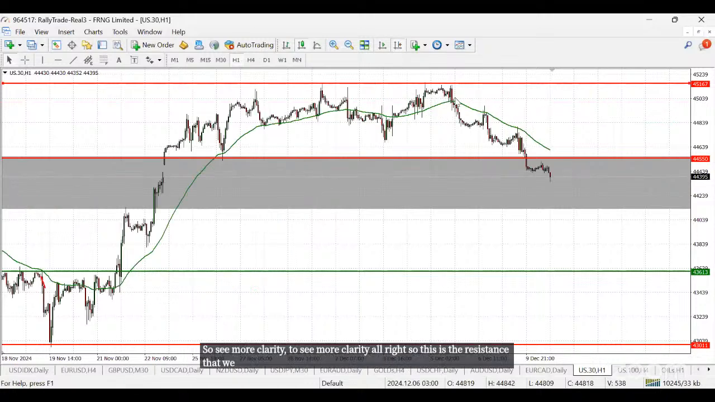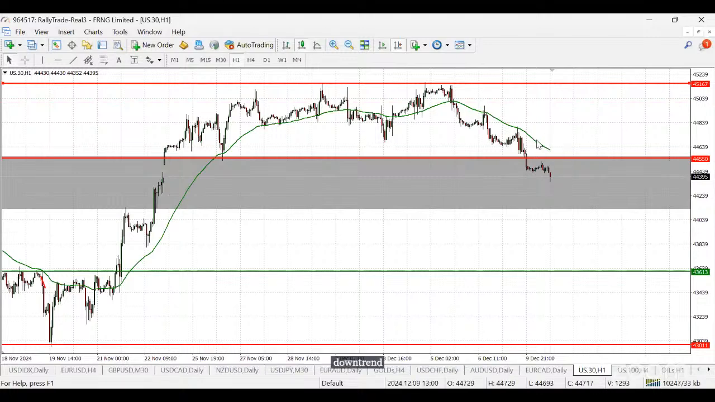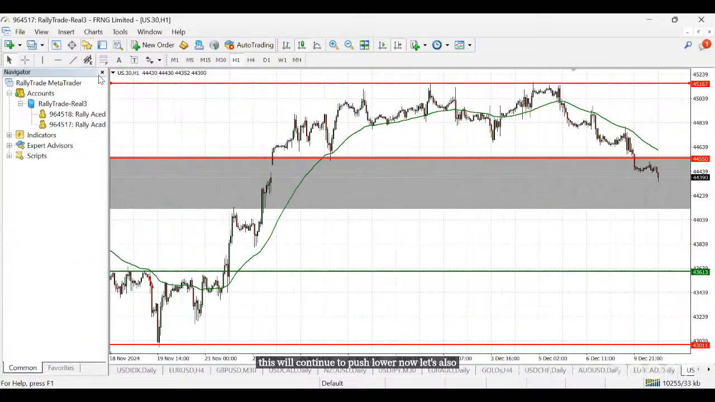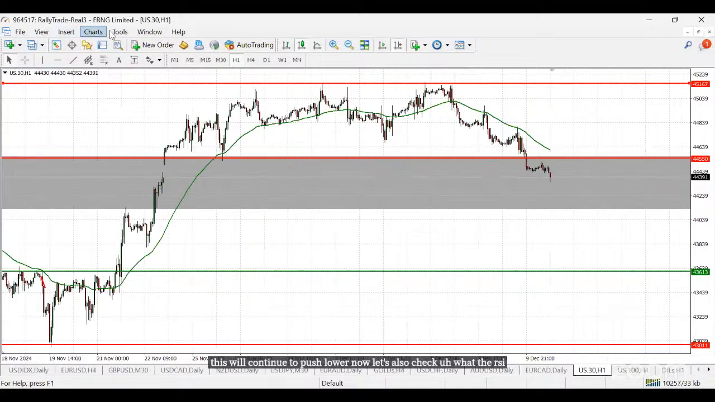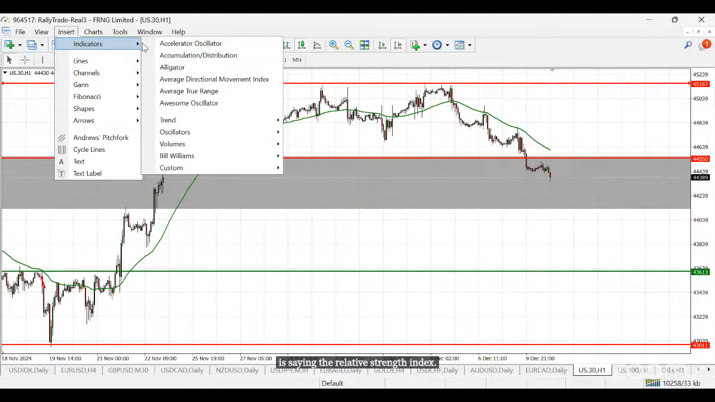This is the resistance, and then we have this downtrend. We have this downtrend also below the 50 period moving average, so we have confirmation that this will continue to push lower. Now let's also check what the RSI is saying, the relative strength index. I'm going to introduce that on the chart in a minute.